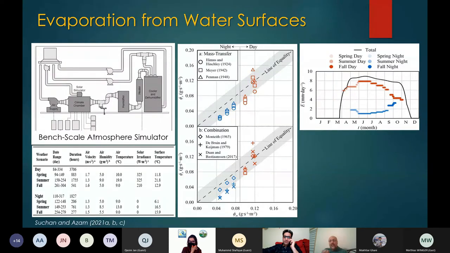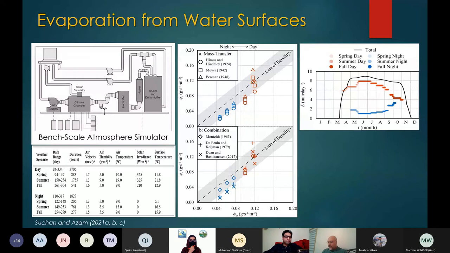If I increase through the canal system the surface area of the water by another percent, how much more evaporation will occur from the surfaces in the canal? And that's a very important question to answer here. So our study is very relevant here.